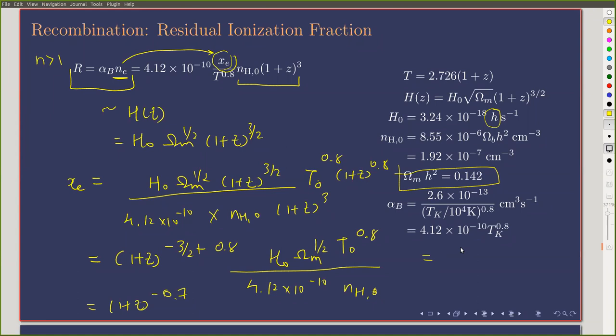If you do numerical calculations, you can get a very precise value of xe, but this is just for our understanding of why xe is not exactly zero, why there is not complete recombination, why something remained. For that, the logic is that the recombination rate becomes equal to the Hubble expansion rate. So we can do this as an order of magnitude calculation.